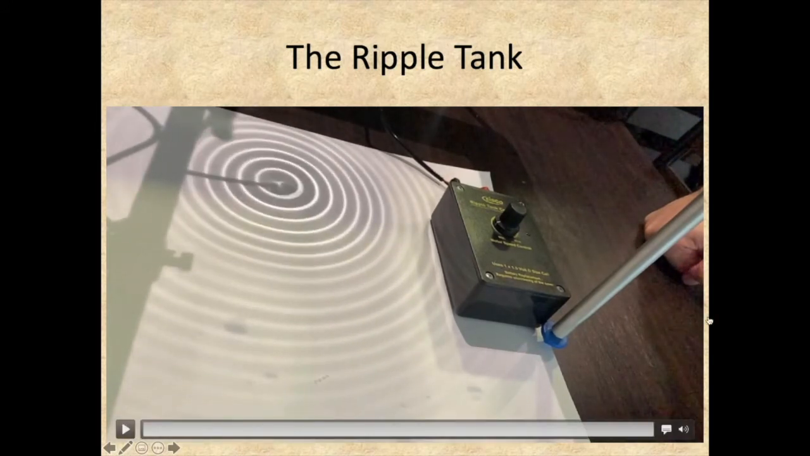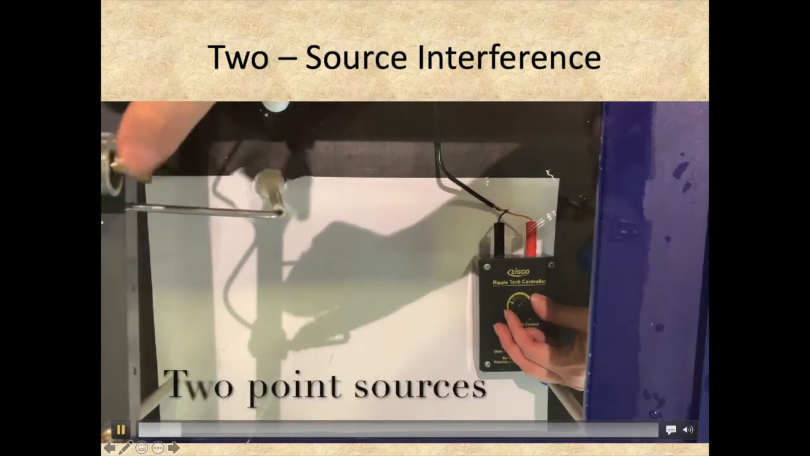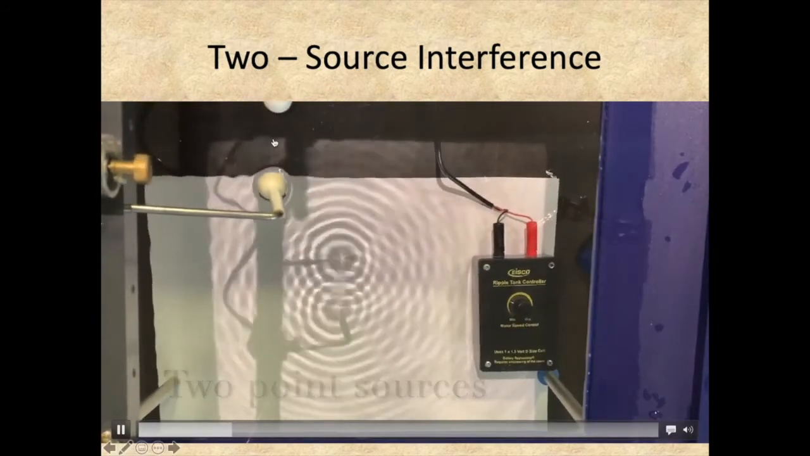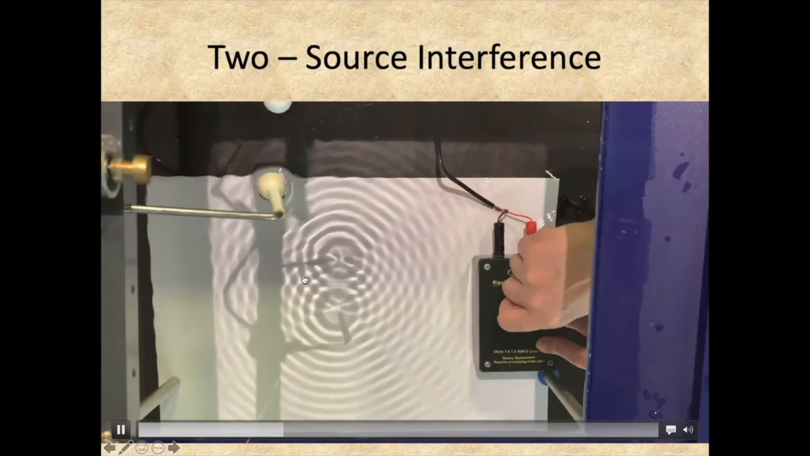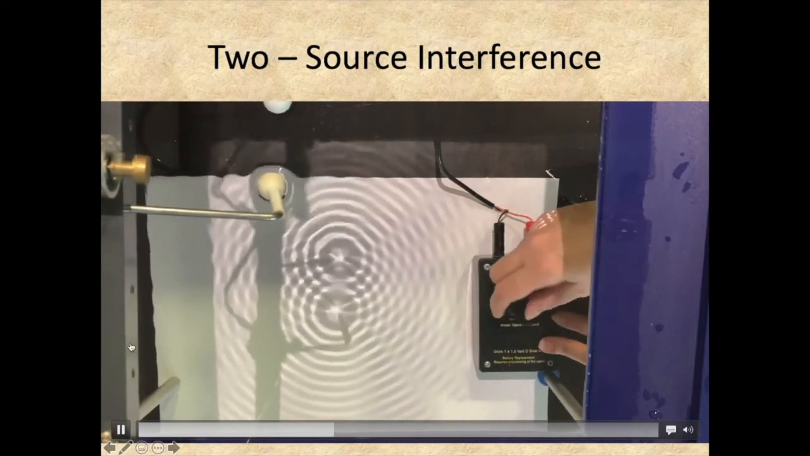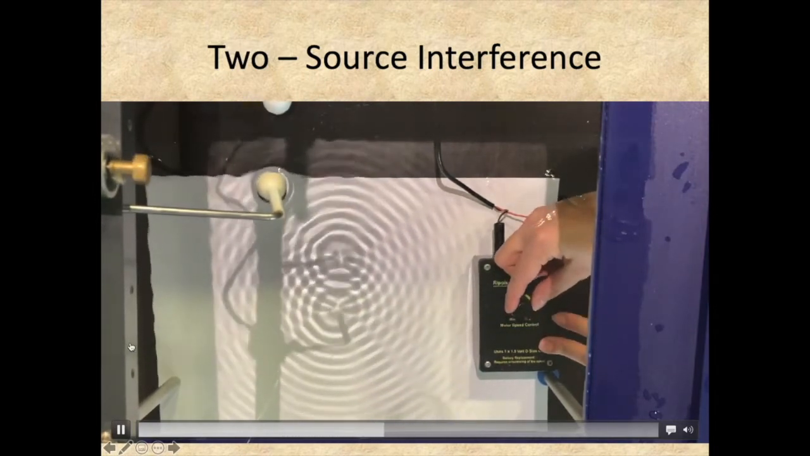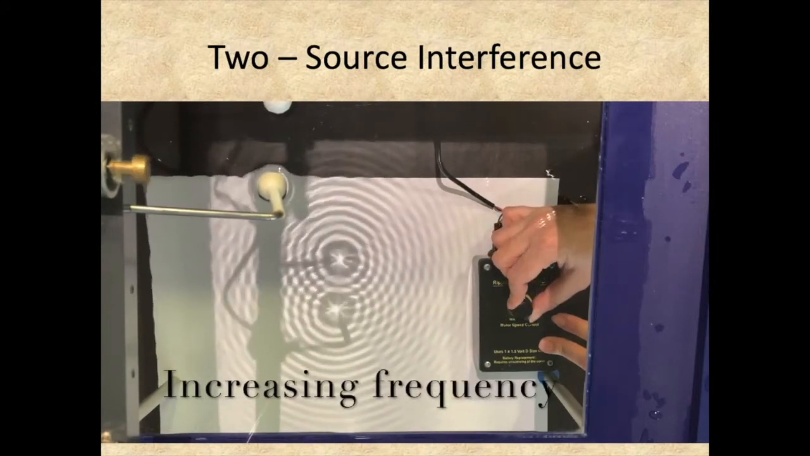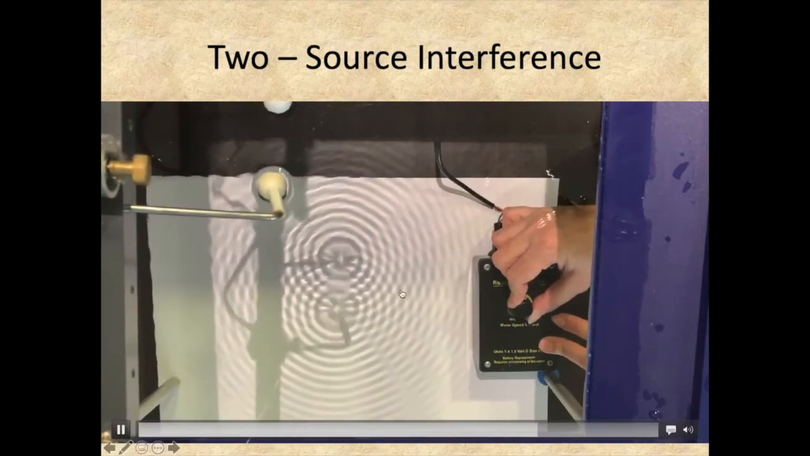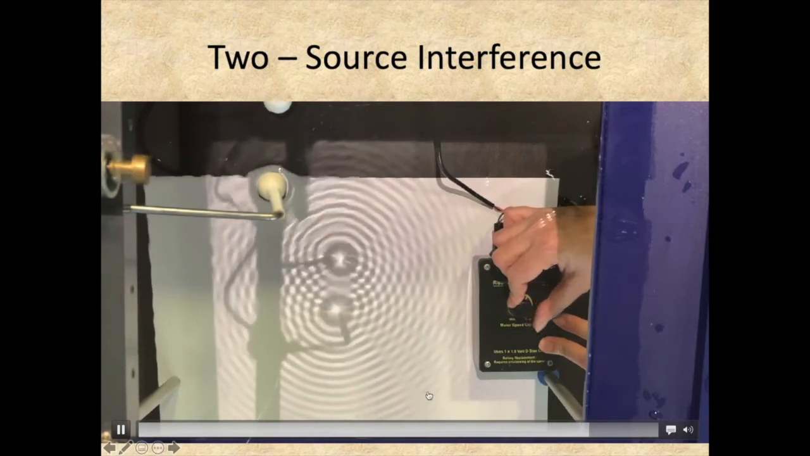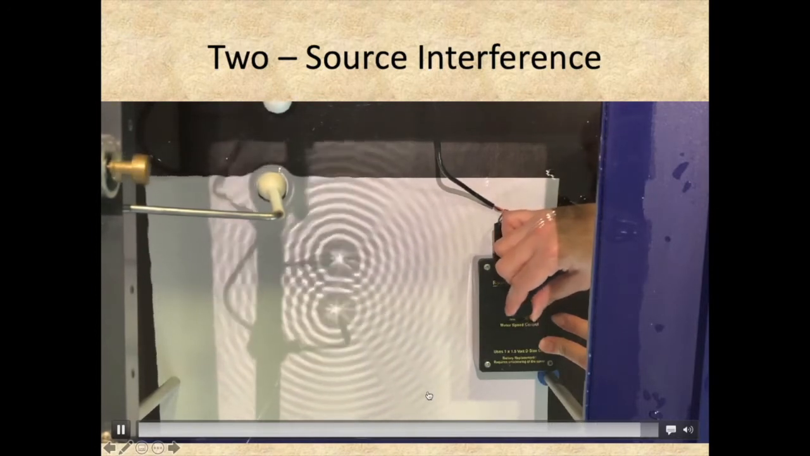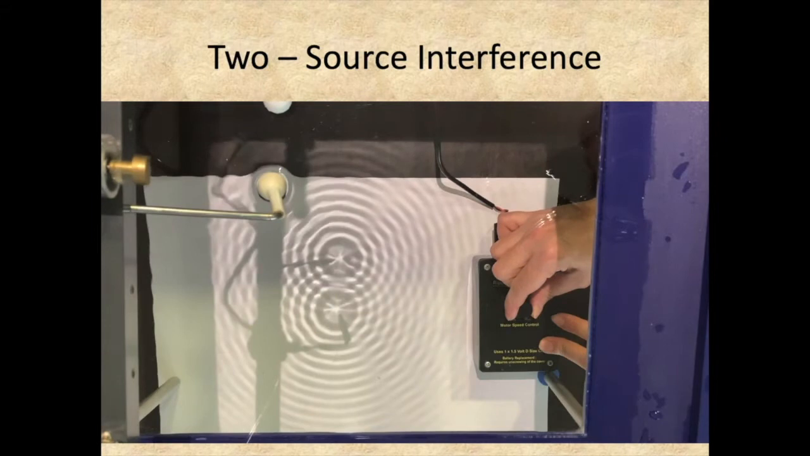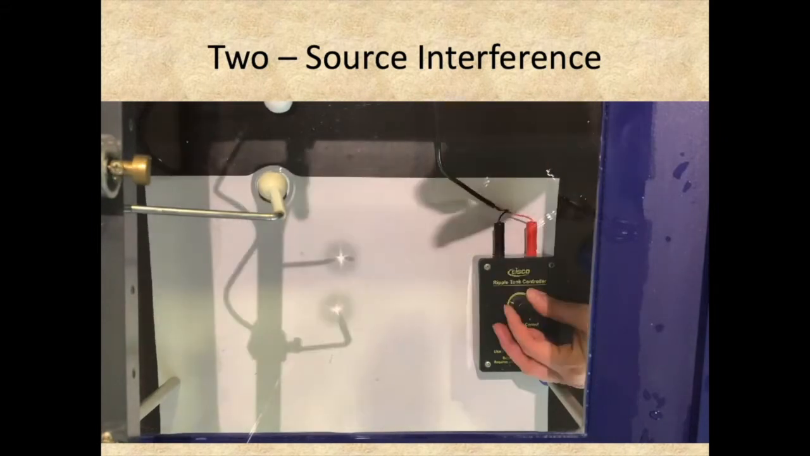So let's begin. There are 2 point sources and they're generating circular wavefronts at the same time, in phase. Now I'm increasing frequency. Observe what you see in this region. Let's explain what happened.